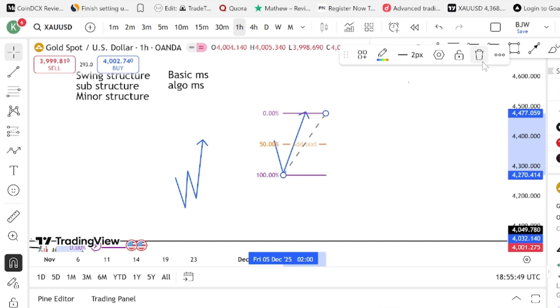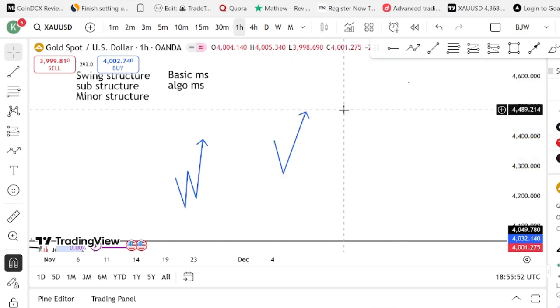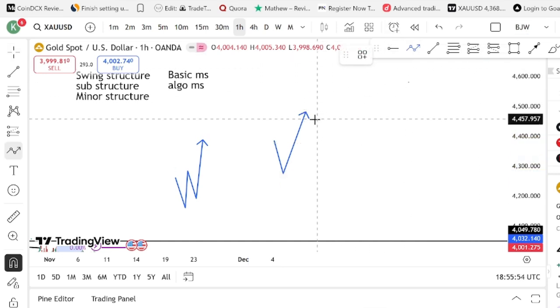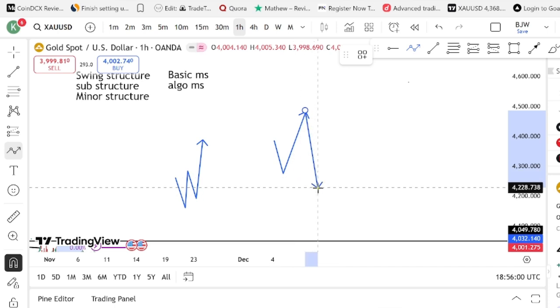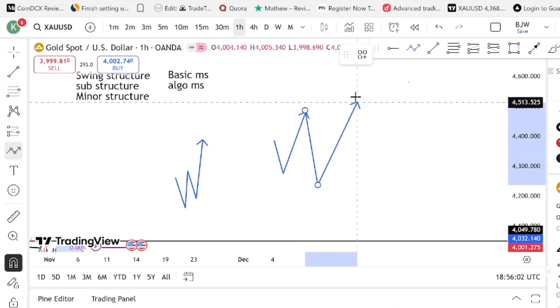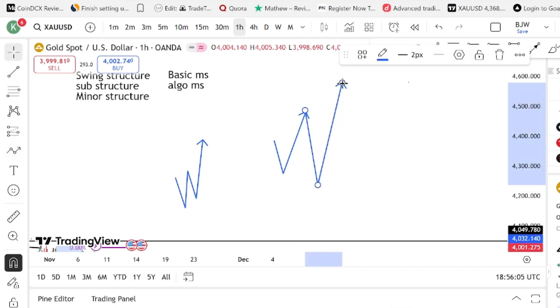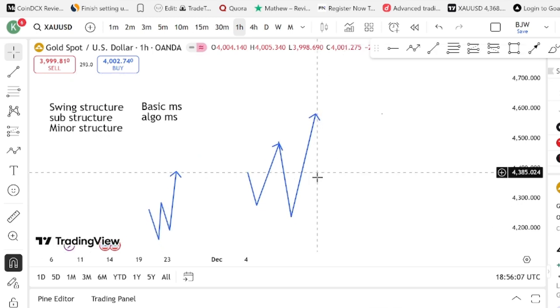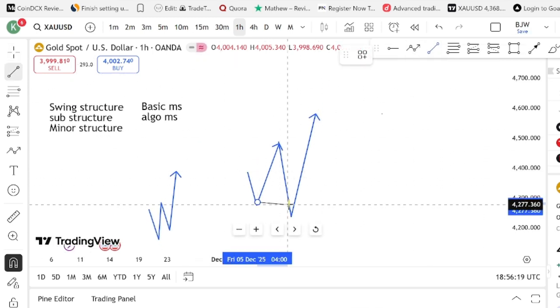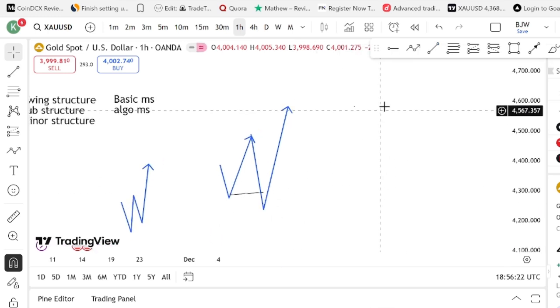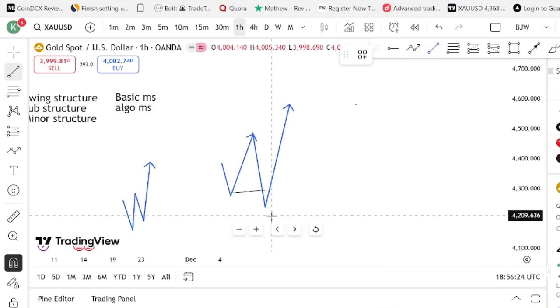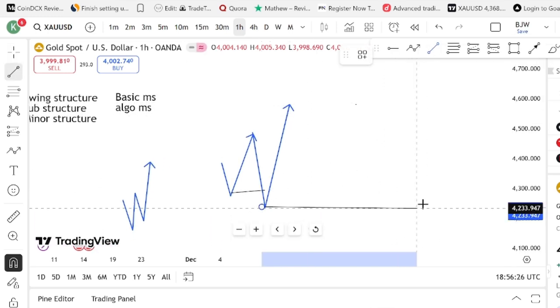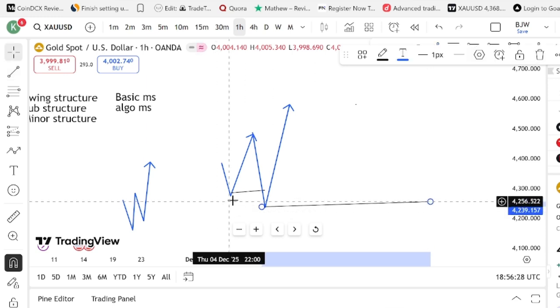All you have to do is wait for price to do what? Come into this zone and sweep this higher low, right? Once you sweep it, then on that break of structure, that is algo market structure. So then you will say that this will be our market structure sweep, right? And then this will be your higher low that you protect instead of this.